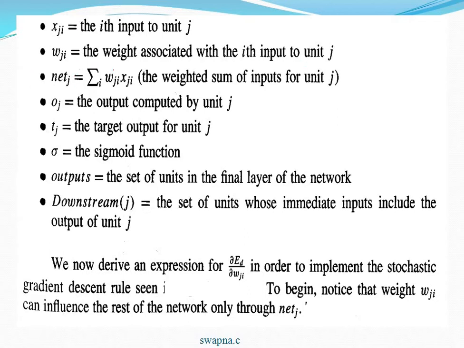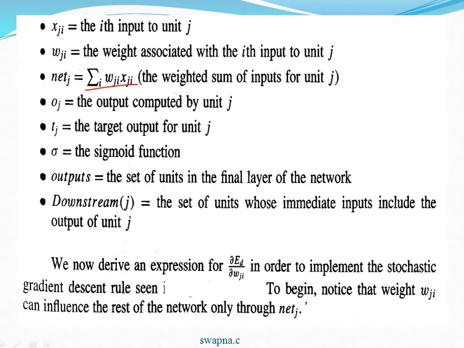What is net_j? Net_j is the linear combination of the inputs. Before applying the sigmoid function, the linear combination we take with the adder is specified here as net_j. o_j is the output computed by the j unit. t_j is the target output for that particular j unit. Sigma is the sigmoid function, because the neurons we are using in those layers are sigmoid units. Outputs means the final output.